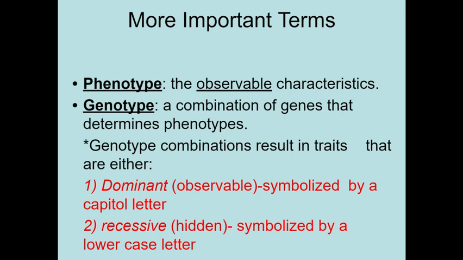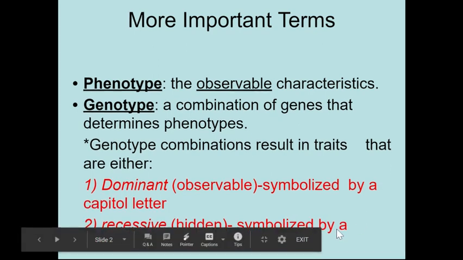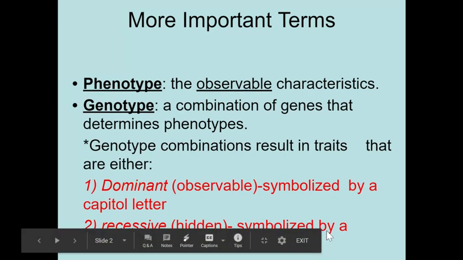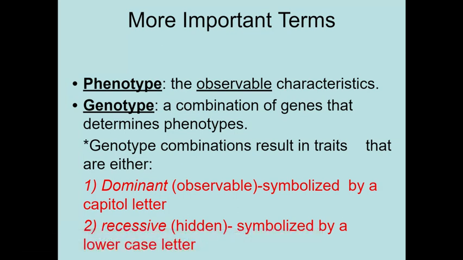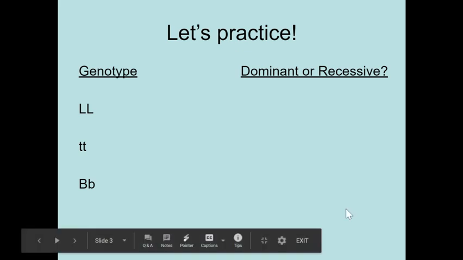We call what you look like the phenotype. That's what I see. But if I could see the actual genes, that's called the genotype. That would be the one gene from mom, one gene from dad. Sometimes those genes are a dominant gene, and if it's a dominant gene, we use a capital letter. Sometimes those genes are recessive, meaning it takes two of those genes to show up. For the dominant, it only takes one of those genes to show up.